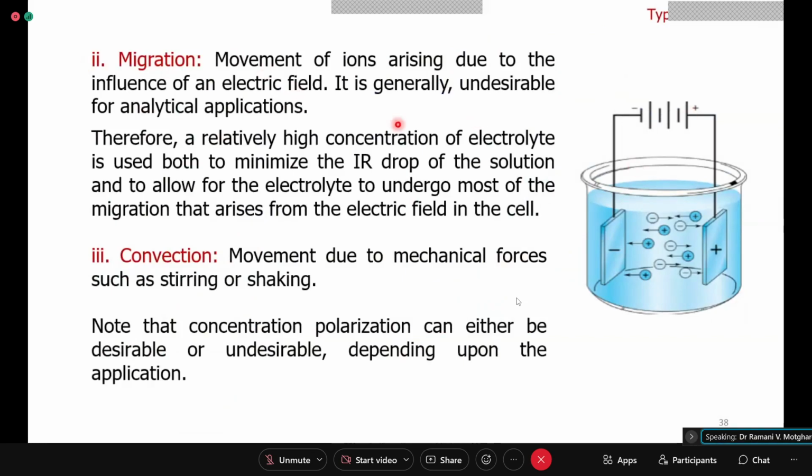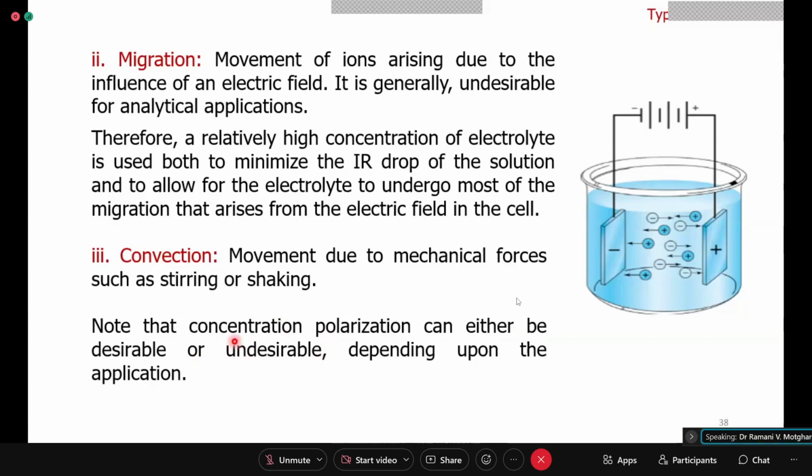Migration is the phenomenon where the ions move due to the electric field, and convection is movement due to mechanical forces such as stirring or shaking. Note that concentration polarization can be either desirable or undesirable depending upon the application.